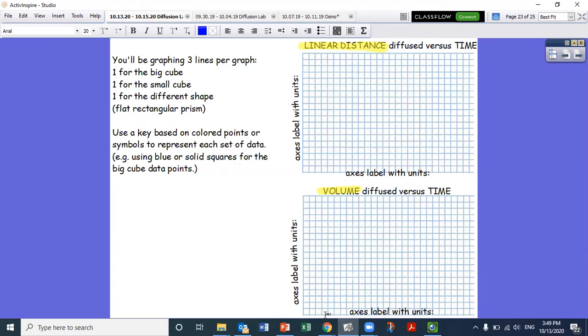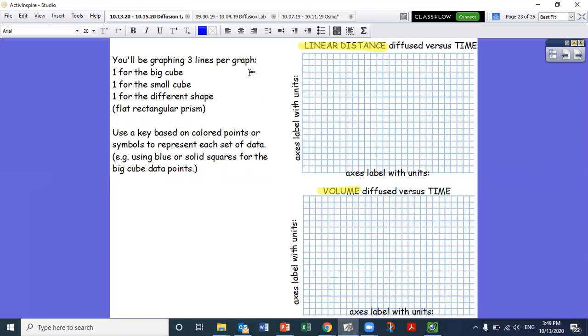So this is going to be time as the x-axis. And then y is basically going to be volume diffused, or if you want to rephrase, the volume of white that you calculated right here. Okay. You're going to be graphing. So I need a key on the side for both of these because you have 3 to graph, right? You have one line for the big cube, one line for the small cube, and one line for the different shape. And you have multiple time points. So make sure you connect your dots. So if you have 0 to 10 to 20 to 30 to 40, you got to connect all of those dots after you make them.